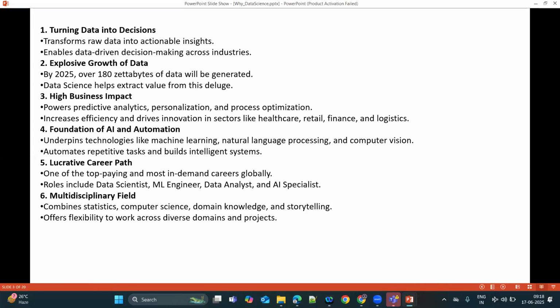The second one is also the growth of data. As I told you, from the different platforms we are getting a huge amount of data. If you utilize the data in a proper way, we can do miracles, whatever it may be. And high business impact.